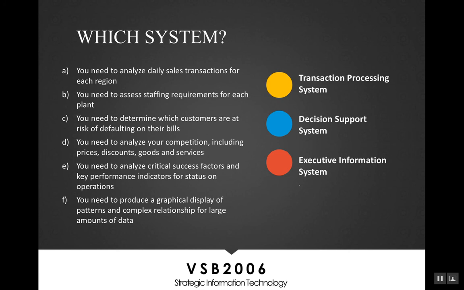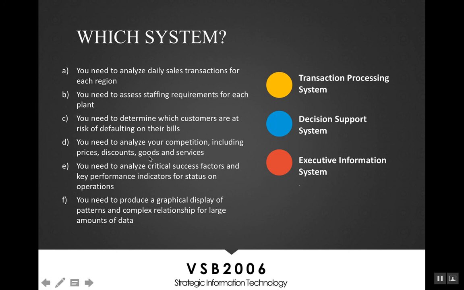So if we look at the example we have here, we talk about what type of systems we would use. To analyze daily transactions, usually we'd use a transaction processing system. Staffing requirements across each plant could be either a transaction processing or decision support system. Customers at risk of default on their bills would probably be more of a decision support analysis.